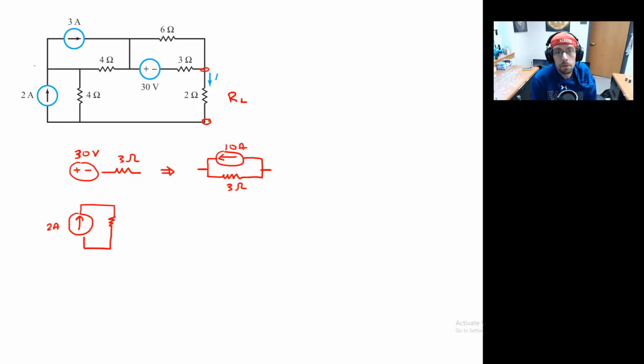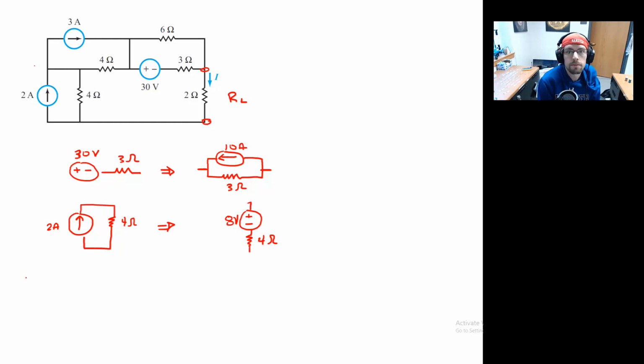2 amp supply and a 4 ohm resistor. There we go. Well, let's go ahead and change that, and we'll give us an 8-volt supply. So we have an 8-volt supply in series with our 4 ohm resistor.